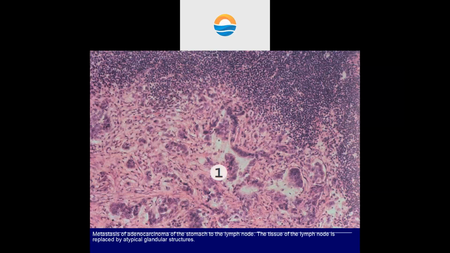Under the microscope, we see here metastasis of adenocarcinoma of the stomach to the lymph node. The tissue of the lymph node is replaced by atypical glandular structures. Here, under number 1, you see these atypical glandular structures, and on the top, you see the lymphocytes left in the lymph nodes. Higher magnification of the same picture.